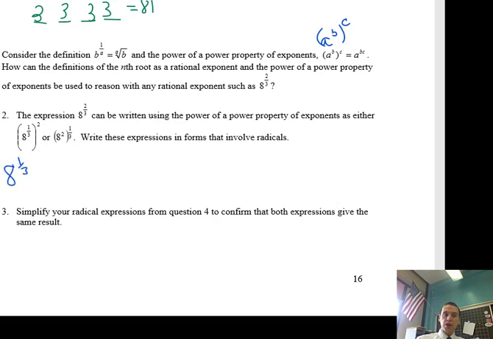Well, I know that 8 to the 1/3 is the cubed root of 8. And then all of that is squared. Or I can write it as this, 8 squared to the cubed root.